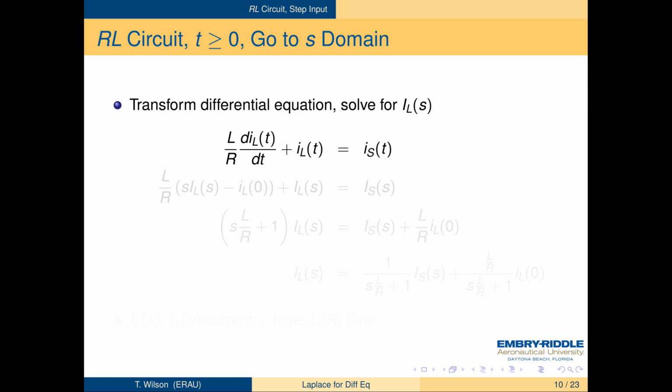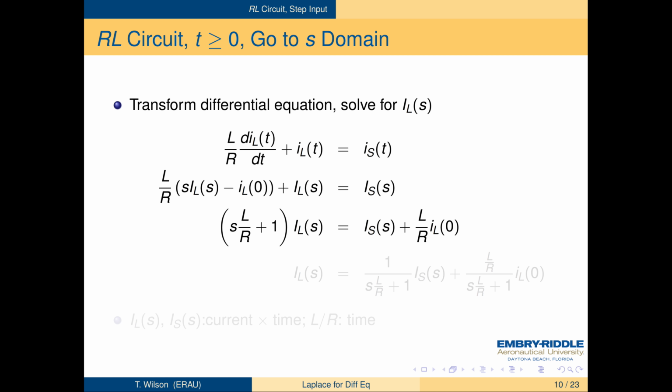Now we want to apply the Laplace transform to the differential equation. Because the Laplace transform is a linear operator, we can apply it to each term individually. The Laplace transform of the derivative of the inductor current is S times cap I sub L of S less the value of I_L of t at t equals 0. The transform of I_L of t is just cap I sub L of S. The transform of the source current is cap I sub S of S. We can factor the coefficients out of cap I sub L of S and take the scaled initial condition term to the other side, and then divide both input and initial condition terms by SL over R plus 1 to solve for cap I sub L of S.